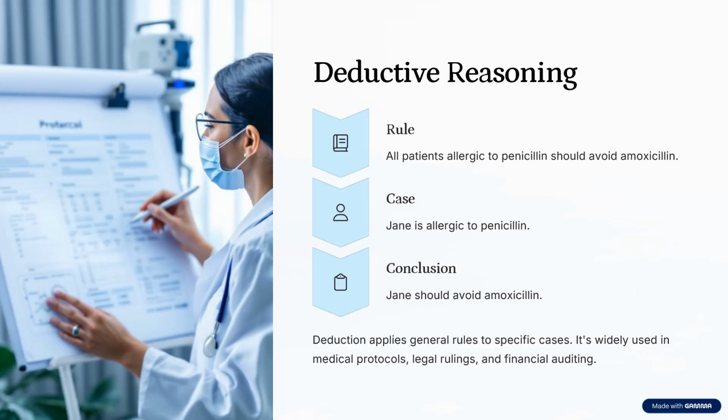Let's start with deductive thinking or reasoning. Rule: all patients allergic to penicillin should avoid amoxicillin. Jane is allergic to penicillin, therefore Jane should avoid amoxicillin, since amoxicillin is an antibiotic that belongs to the penicillin class. This is applying general rules to a specific case. It is widely used in medical protocol, legal ruling, and financial auditing.